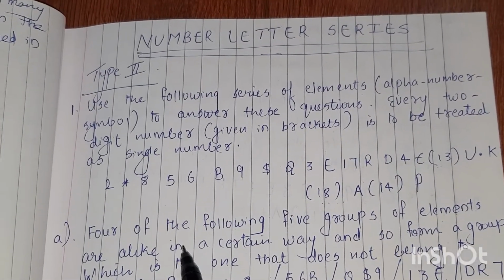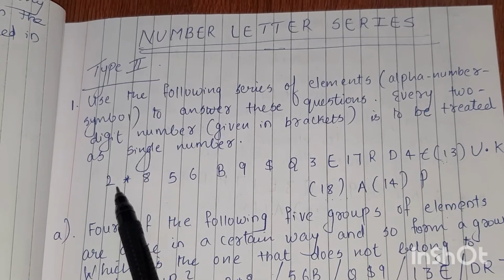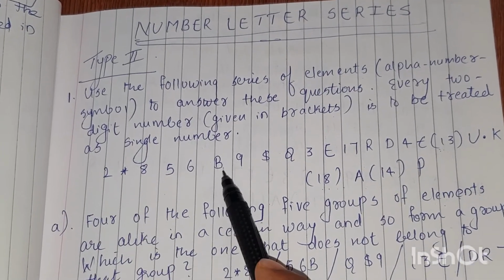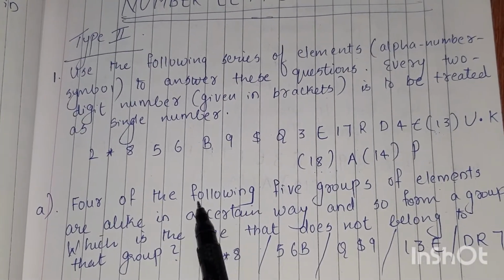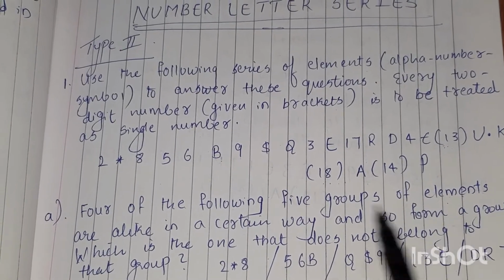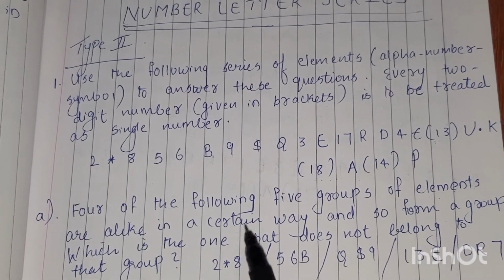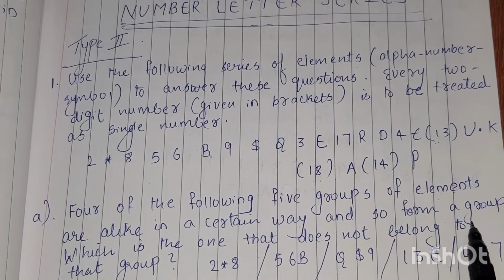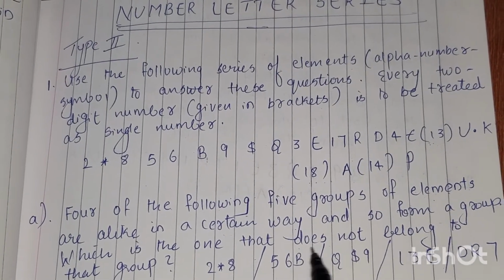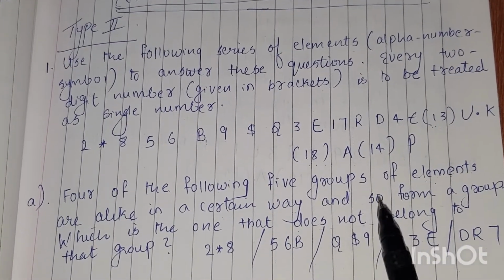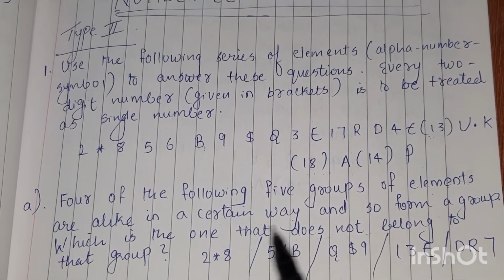Now the question is, this is a series of elements consisting of numbers, symbols and letters. The first question is, 4 of the following 5 groups of elements are alike. Alike means similar in a certain way and so form a group. Which is the one that does not belong to that group? Okay, so 5 options are given.